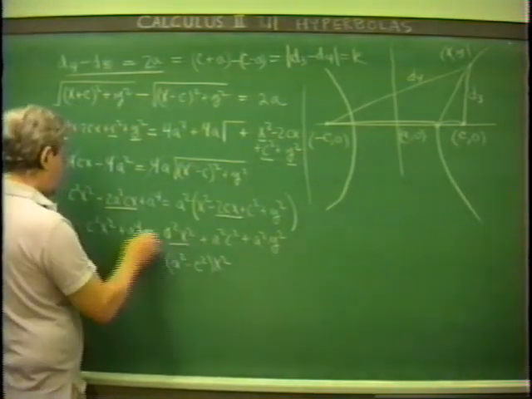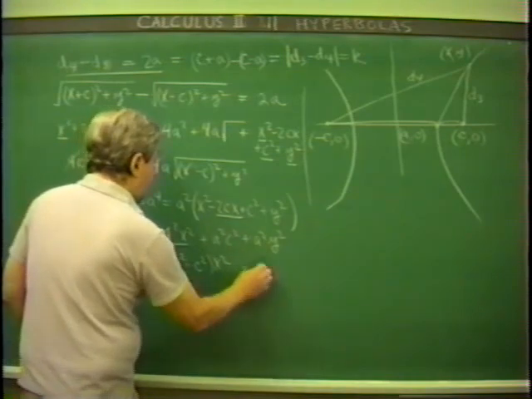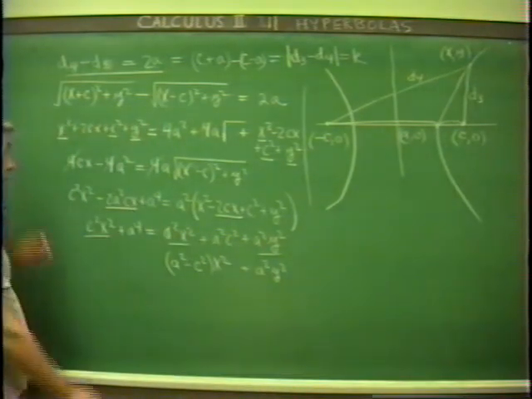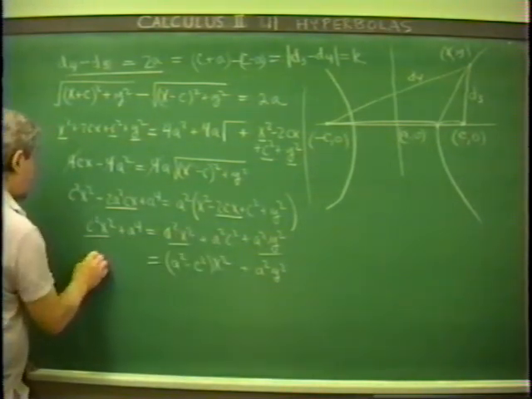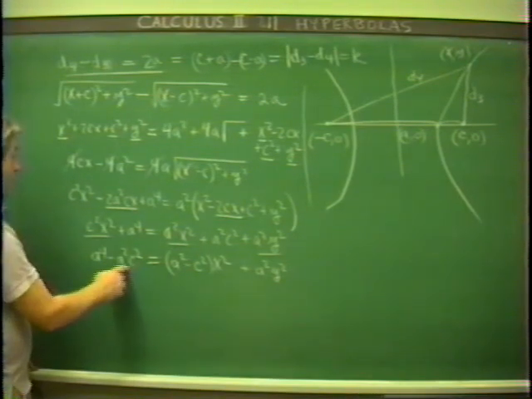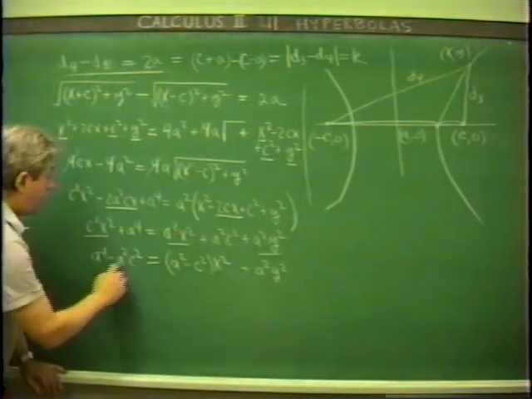Collecting the x squared terms to the right here, we've got a squared minus c squared times x squared. That's these two terms here. Plus a squared y squared takes care of the term with the y in it, is equal to a to the 4th minus a squared c squared.